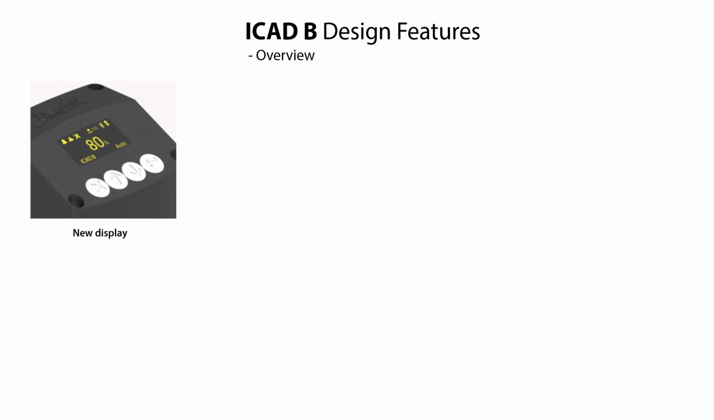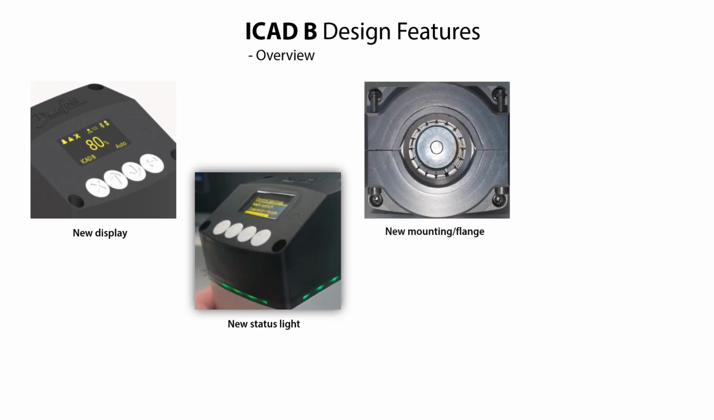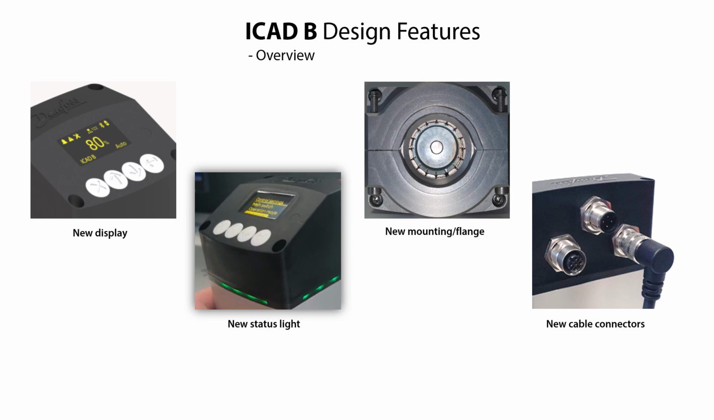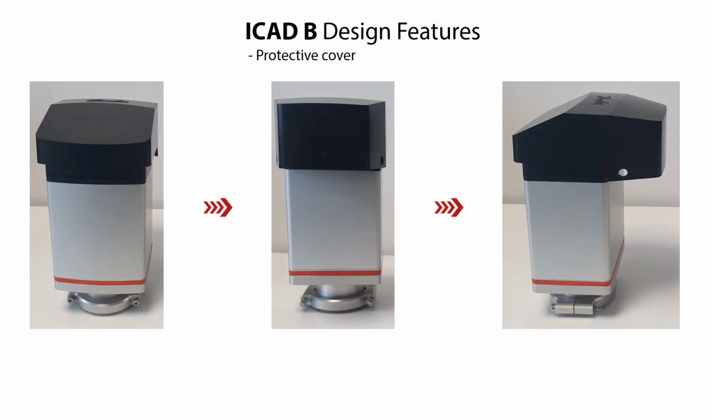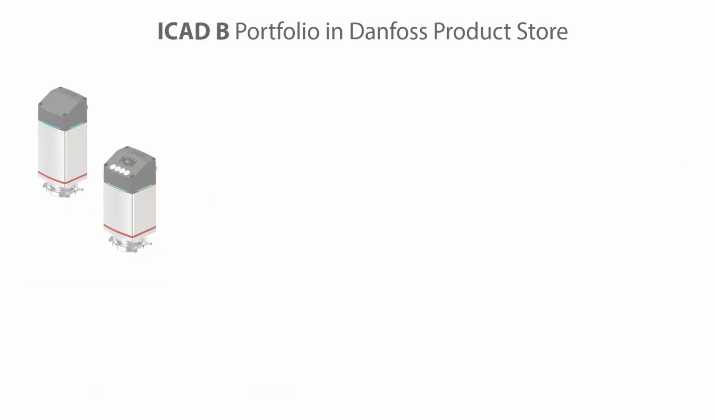We have already mentioned the new ICAD B display, status light, mounting design, and cable connectors, as seen here. Here you see another new ICAD B design feature, which is a new protective cover for use when the ICAD B is installed in harsh environment, like for example outside. This ensures an even higher performance and reliability in valve control and operation.